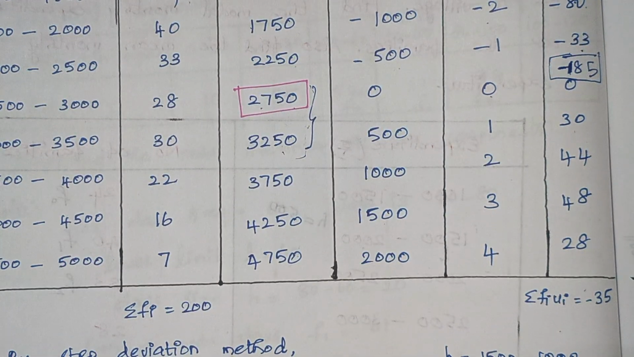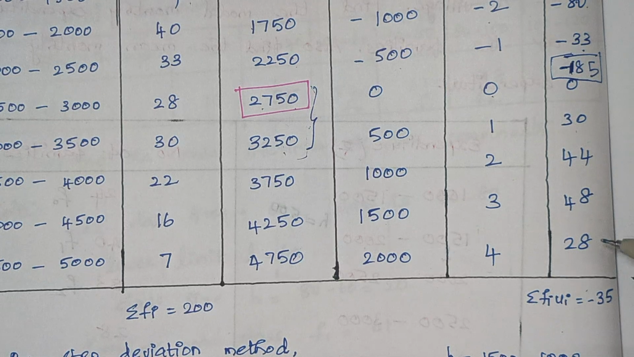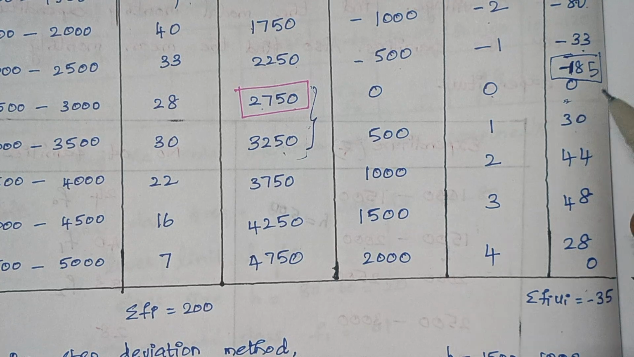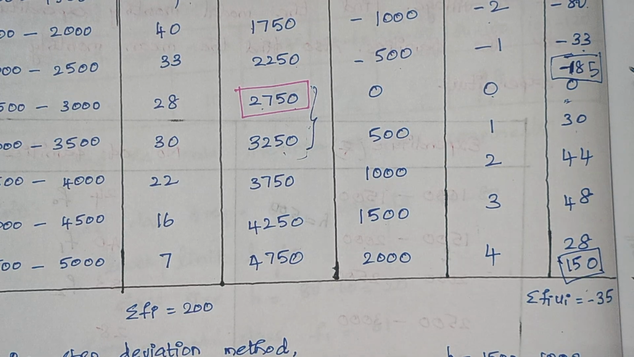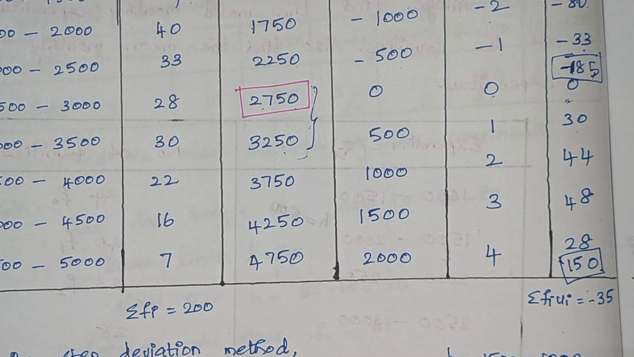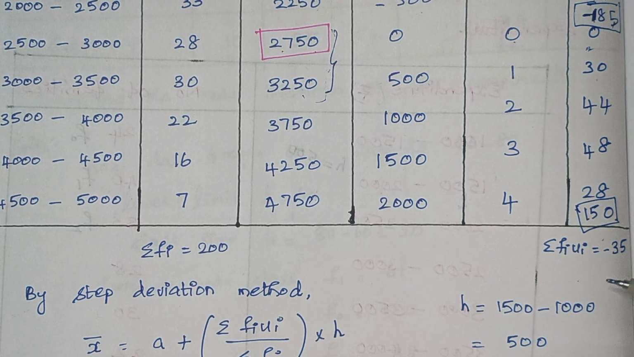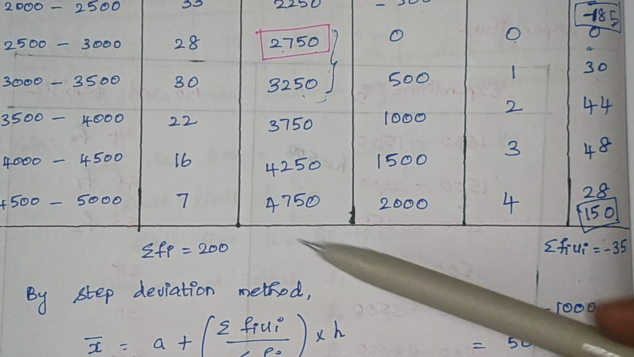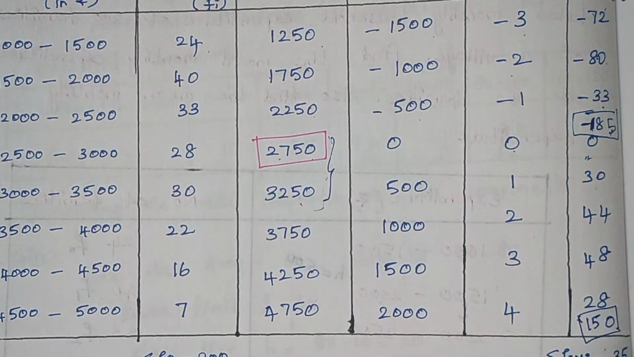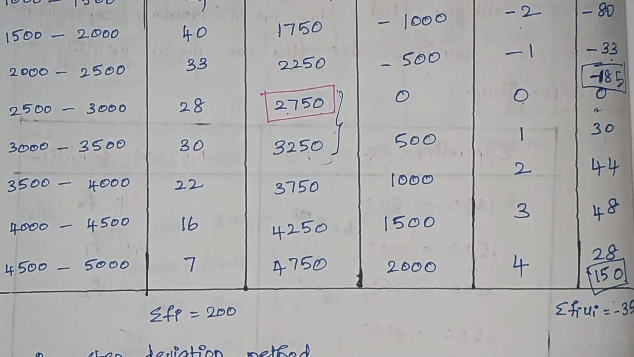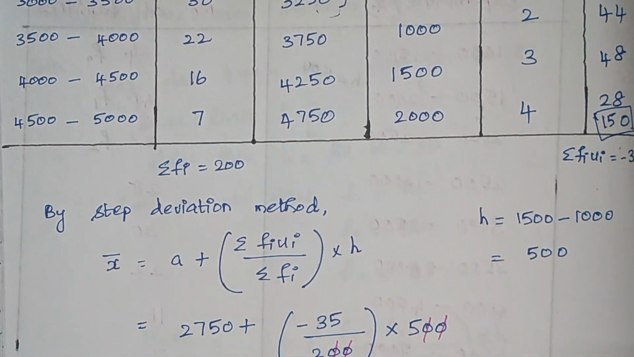So when you add all the positive numbers, here the answer will be 8 twos are 16, and 16 plus 4 is 20, 0 and the remainder 2. And here 4 plus 4 is 8, 8 plus 2 is 10, 10 plus 5 is 15. So here we are getting plus 150. Right. So minus 185 plus 150 gives you the answer as minus 35. So now we have calculated summation of Fi Ui and summation of Fi. Just you have to add this column. That's it.